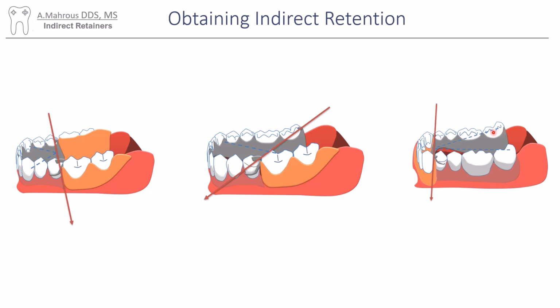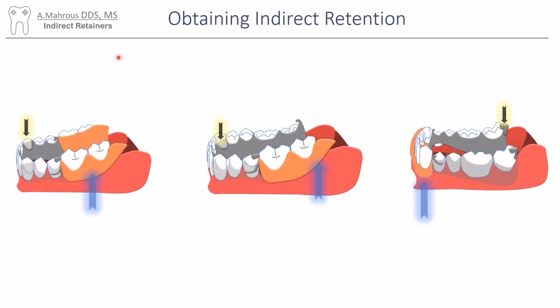Let's see how that'll look like. And here are the rests in position. In that case, these rests will be able to indirectly retain the partial, preventing the further rotation and hurting the soft tissues underneath.